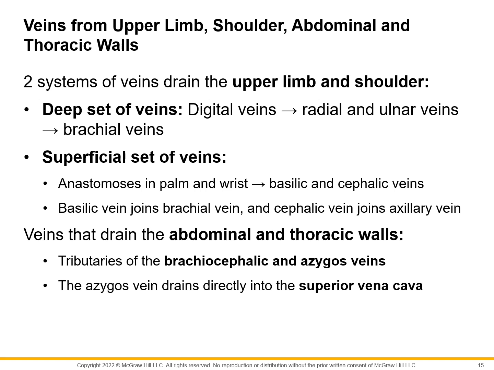So the superficial veins, we have the digital veins in the dorsum of the hand, that will drain into ulnar and radial veins, and these two veins will drain into the brachial vein and finally into the subclavian vein. Okay, the superficial veins will anastomose in the palm and the wrist, and at the end they will drain into what is called basilic and cephalic veins. These are very famous two veins, and the basilic vein joins the brachial vein and the cephalic vein joins the axillary veins.